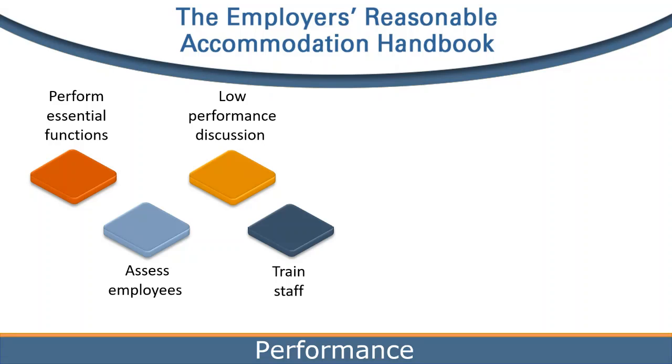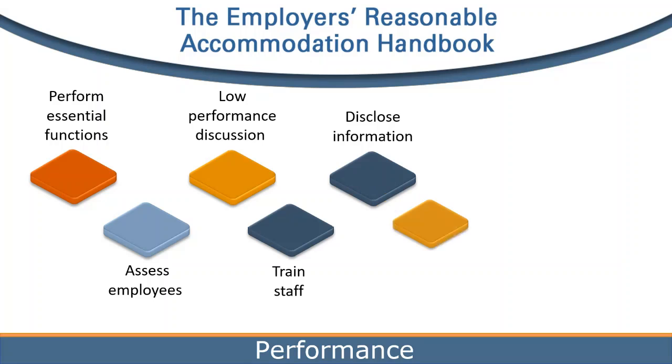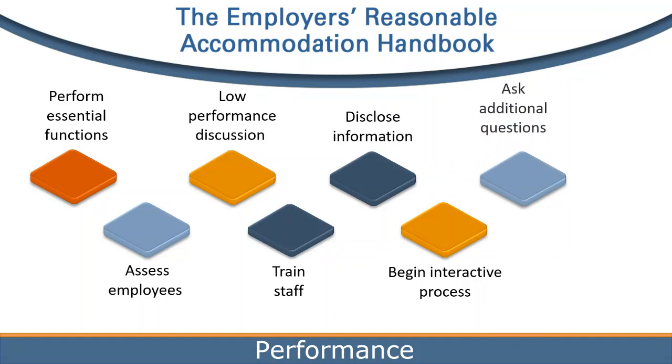Now, low performance may be the first indicator to an employee that their disability is contributing to their work, which means it can be a natural time that an employee would choose to disclose and may or may not request an accommodation. When the employee does ask for an accommodation, the employer should begin the interactive process quickly, just as they would any request they receive for an accommodation. If the employee discloses a disability but doesn't ask for an accommodation, the employer can ask additional questions to determine if beginning the interactive process is appropriate.